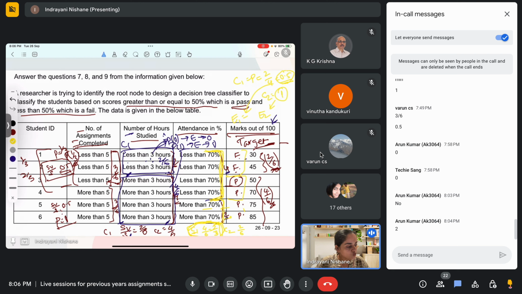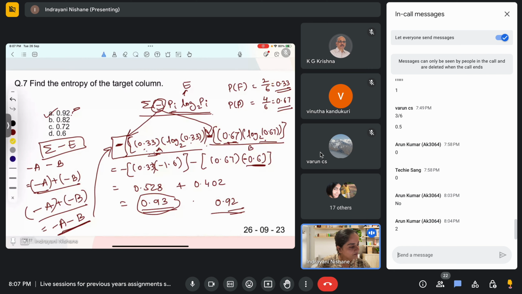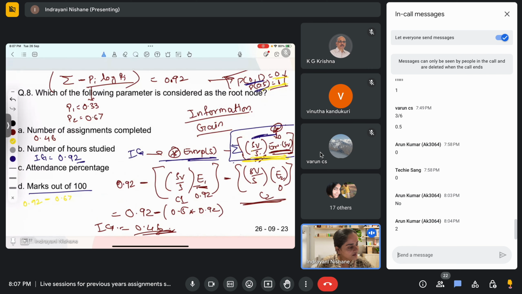Now for C2, the probability value is 1. So what is the entropy value? For probability value 0 and 1, what is the entropy value? 0. Everyone agrees? So this entire term becomes 0. Yeah, this entire term becomes 0. So minus 0.